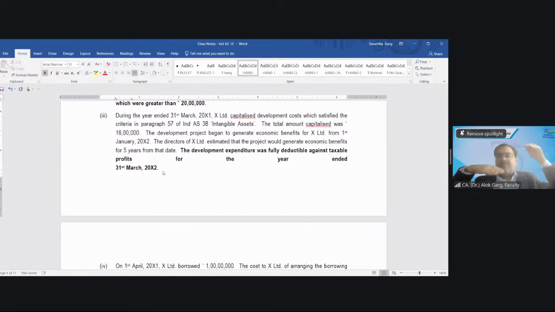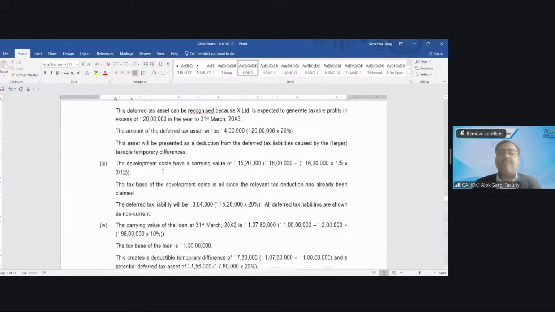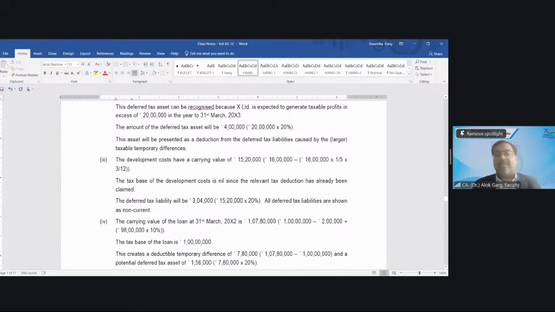What should I do? Reduce the asset. Reduce the asset means, Sachi, what is meant by reduce the asset? Create a liability. Deferred tax liability. Yes, deferred tax liability, right? So what is my deferred tax liability? My deferred tax liability will be 1520 multiplied by 20%, which is 3,04,000. Okay. Right? Clear? Not clear? Clear, sir.